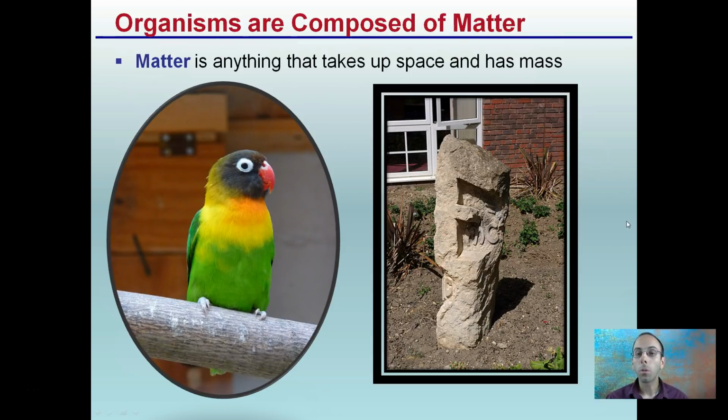So organisms are composed of matter. I figure I should probably define what matter is. Matter is anything that takes up space and has mass. So it could be this rock, the plants, the building, this bird, or the tree that this bird is on. All of these are composed of matter because they take up space and they have mass.